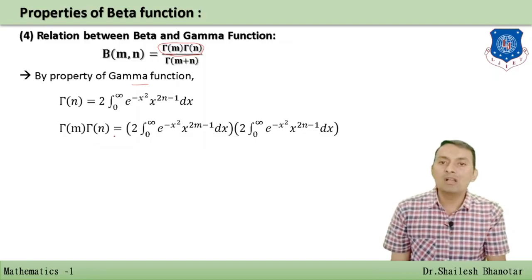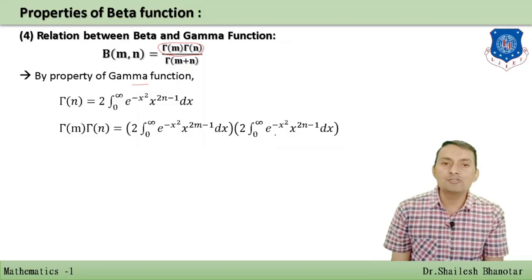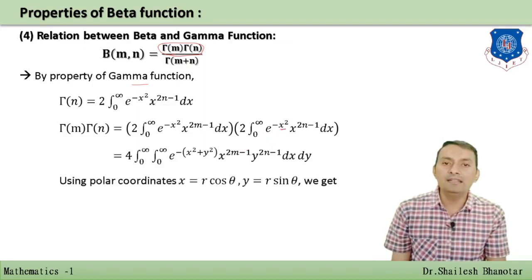So gamma m into gamma n is equal to 2 times integration from 0 to infinity e raised to minus x square, x raised to 2m minus 1 dx, and gamma n is the same. But for simplicity, I am just assuming that the variable x is replaced by y. So I can write it as a double integration, 2 into 2, that is 4, integration from 0 to infinity, again integration from 0 to infinity, e raised to minus into bracket x square plus y square.